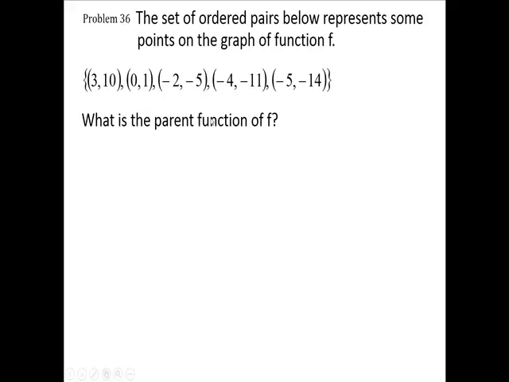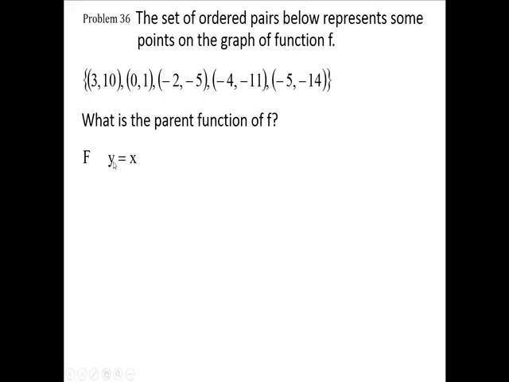The set of ordered pairs below represents some of the points on the graph of function f. So these all lie on f. What is the parent function of f? Now, a parent function is a basic model. All right, so we're going to have four choices here.